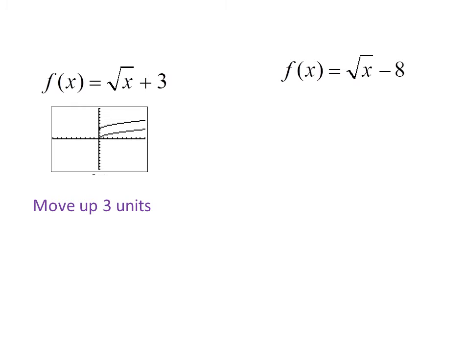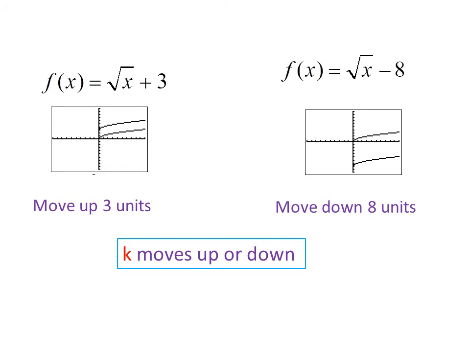Here we'll take our parent function of the square root of x and shift its entire graph down 8 units. And you can see here, right, that all it did is just take that same exact line and move it down 8 units. So k moves us up or down.